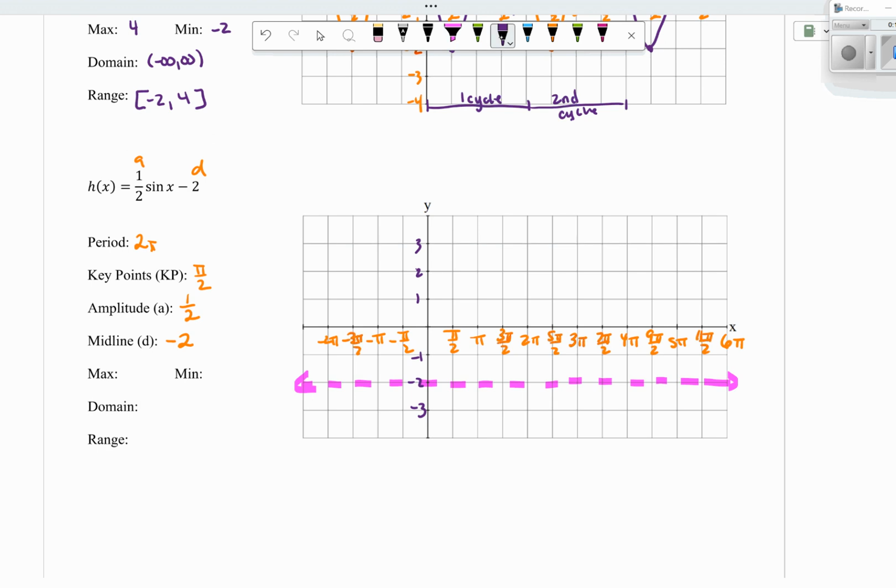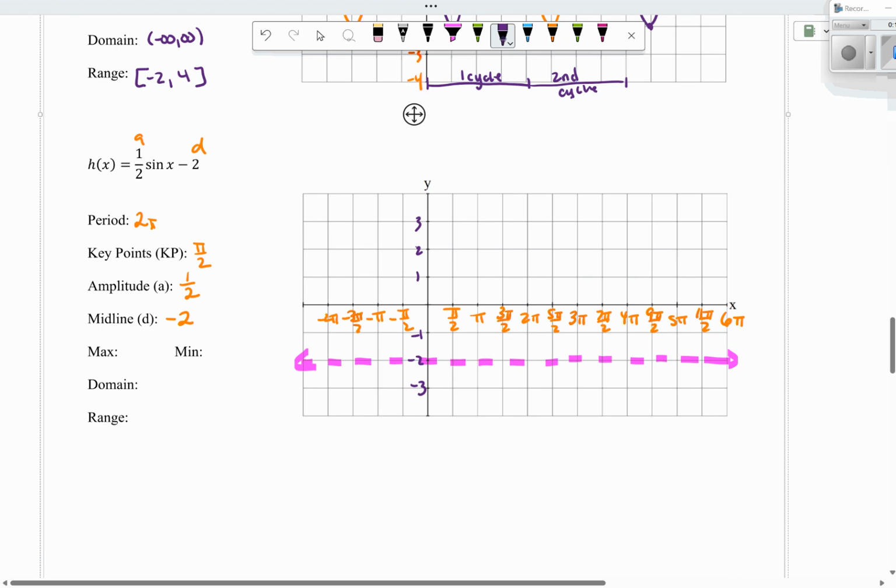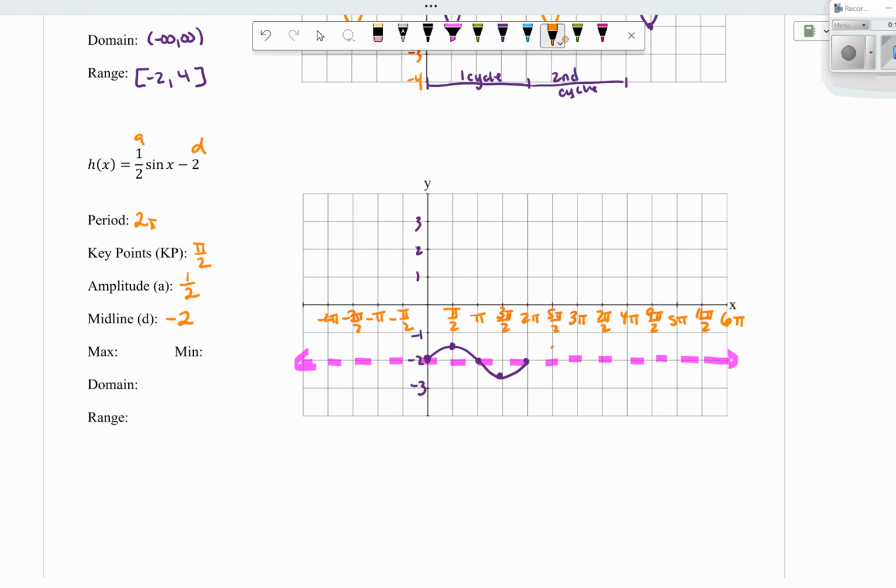And so again, this is sine. So sine starts on the y-axis on the midline. And we don't have a reflection, so we're going to start here, and then we're going to go up 1/2 from the midline, back to the midline, down 1/2, back to the midline. So that would be my first wave, and then we're going to continue to repeat that pattern. So up 1/2, back to midline, down 1/2, back to the midline. So that would be a second cycle, and then a third cycle. Of course, we could also do a negative cycle.